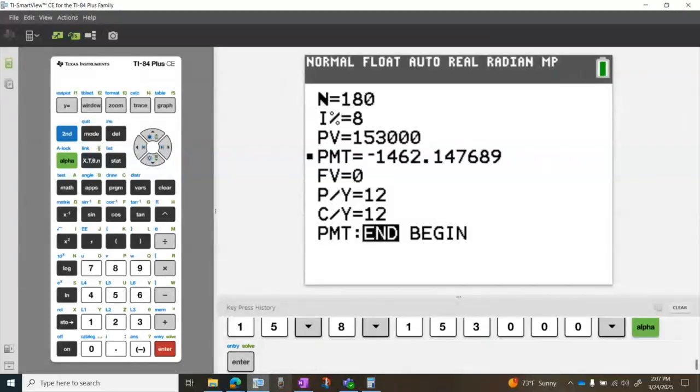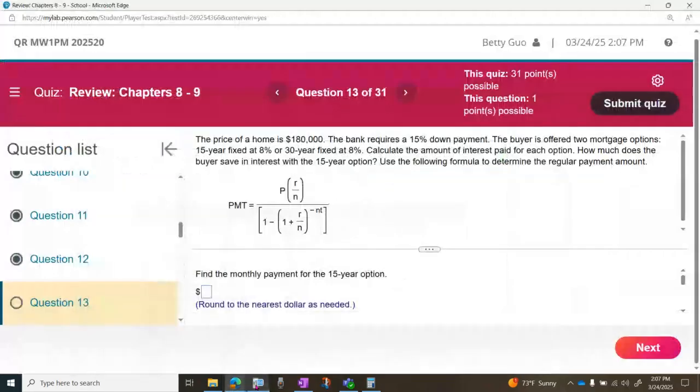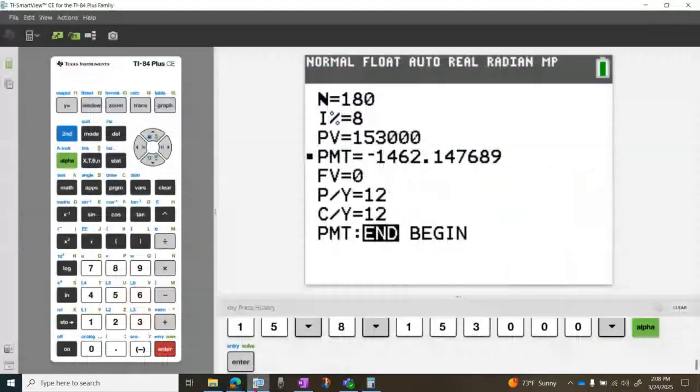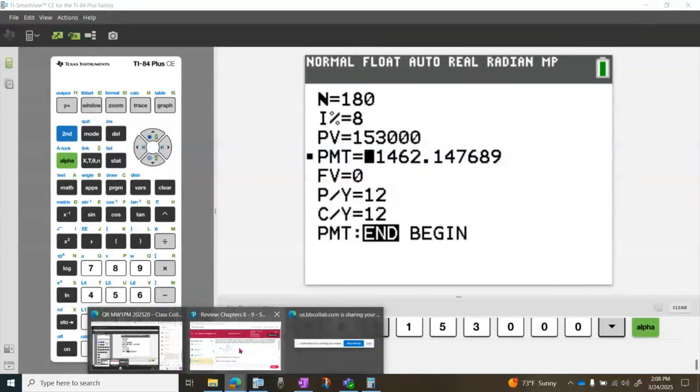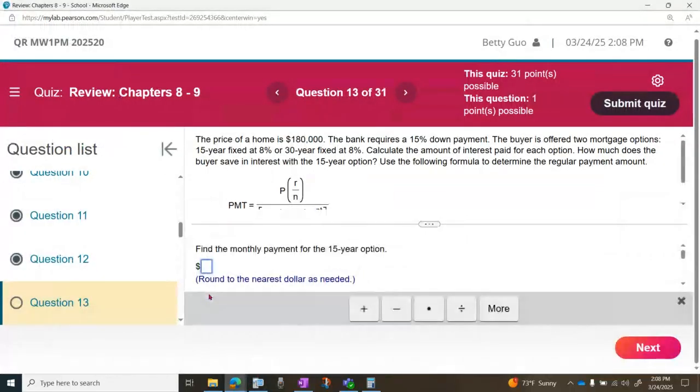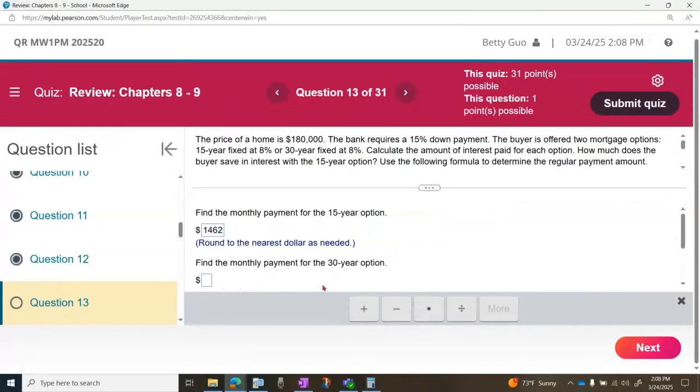How do we round it? Round to the nearest dollar. Round it down, 1,462. $1,462. That's the monthly payment for the 15-year option. It's a lot of money.